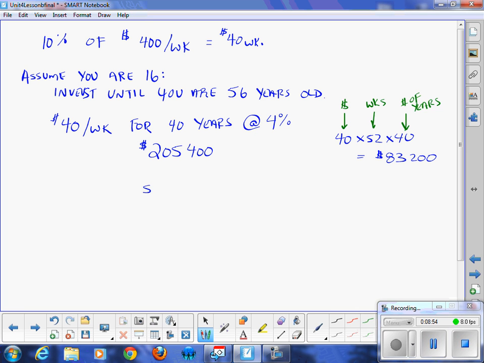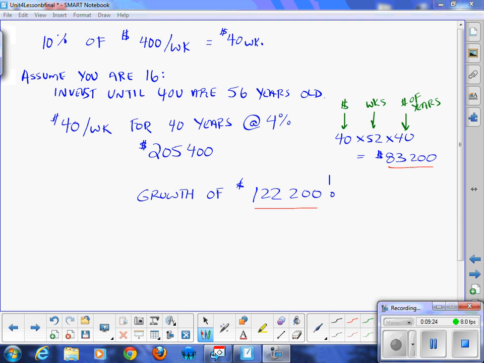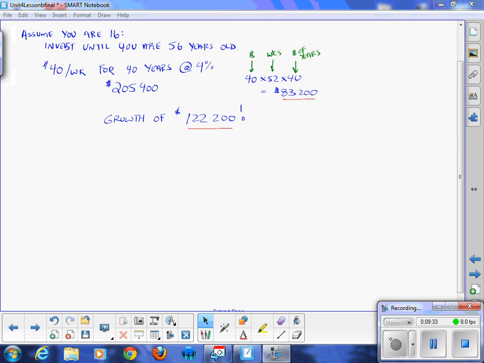So that means that was growth. How much did your money grow? $205,400 minus what you put in, so your money grew $122,200. Just by putting in $40 a week from now until you're 56, you put in $83,000 total, and you've got an additional $122,000. So you can see $40 a week over 40 years, your money grew $122,000.